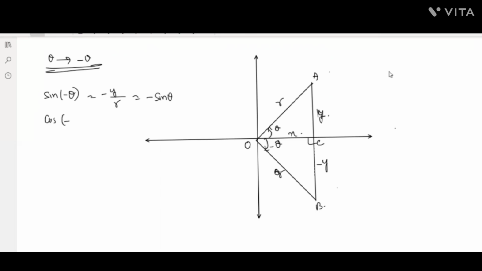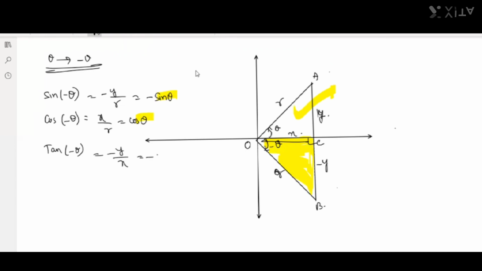If we take cos of minus theta, that is x by r, which is equal to cos theta only. Now tan of minus theta: we take these values from the triangles and compare. Tan of minus theta will become minus y by x, which is minus tan theta. Like this, we get all the trigonometric ratios.